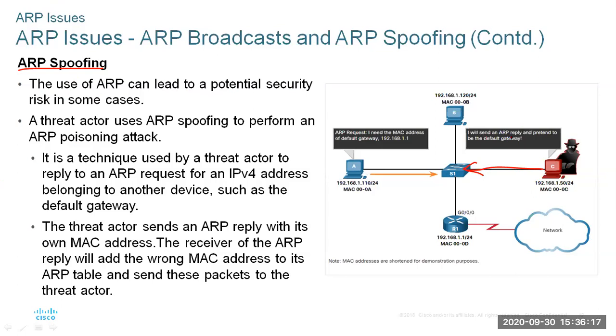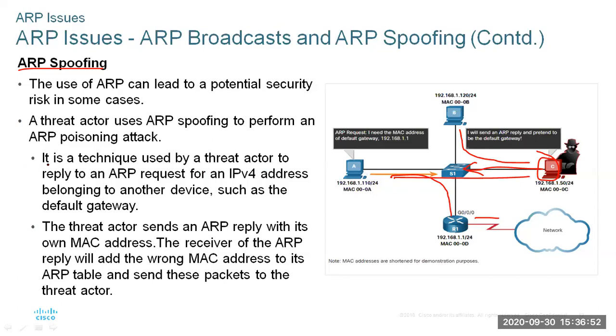It says, I will send an ARP reply and pretend to be the default gateway, right? If it pretends to be the default gateway, then every device that wants to go out to the internet, instead of coming down to the internet, will just go straight this way. And so the hacker will now be manipulating the traffic, manipulating the packets.